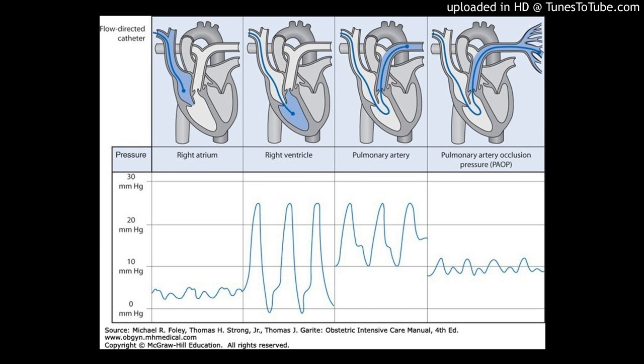A definitive diagnosis of pulmonary hypertension requires the invasive confirmation of an elevated mean pulmonary artery pressure of 25 mm Hg or above during a right heart catheterization.